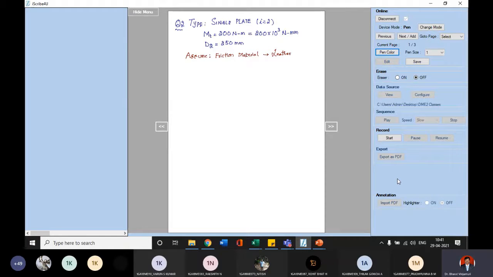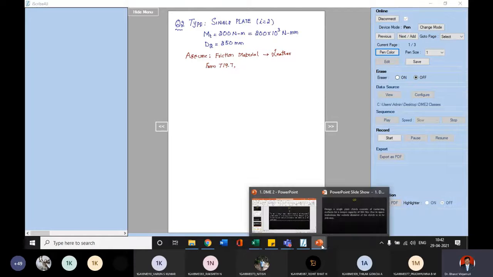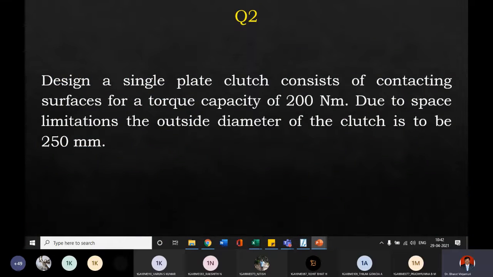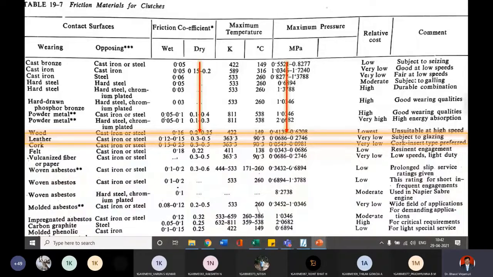Now, once you have got the friction material as leather, we will go to the table, table 19.7 in the data handbook. Let me show you this table number 19.7. So we have taken the friction material as leather. Now, which coefficient of friction are we taking? Dry friction only will be taken. Always remember, a single plate clutch will be for dry friction. So dry friction is ranging from 0.3 to 0.5.